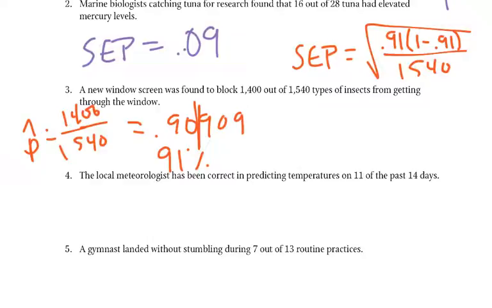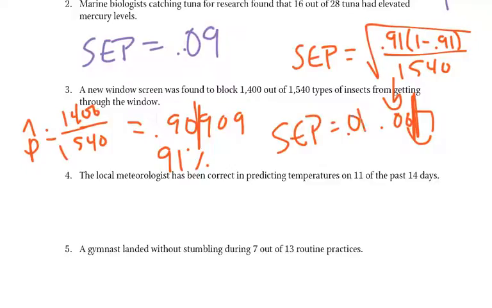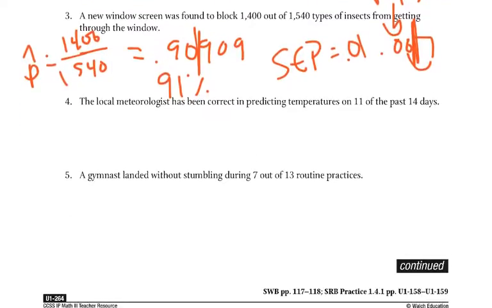Once again, you could calculate it all by yourself if you wanted to, but it's a lot easier to do it just in the calculator once you set it up right. So rounding to the nearest hundredth, that would bump that up to 0.01 for my SEP.